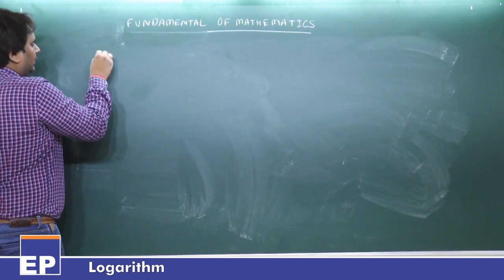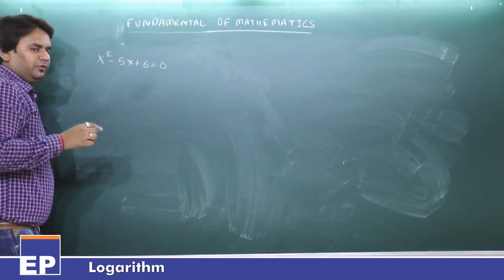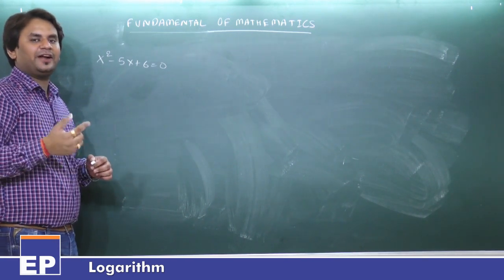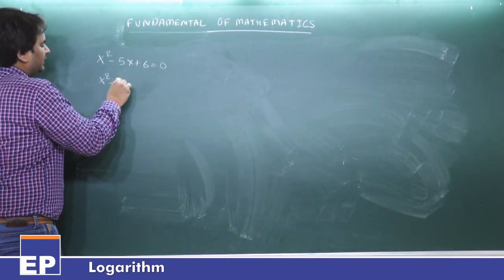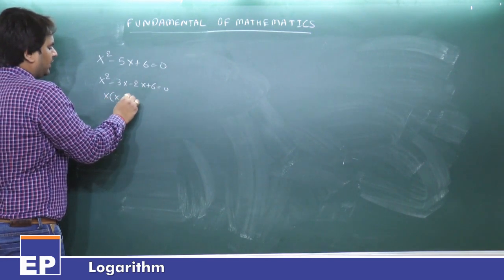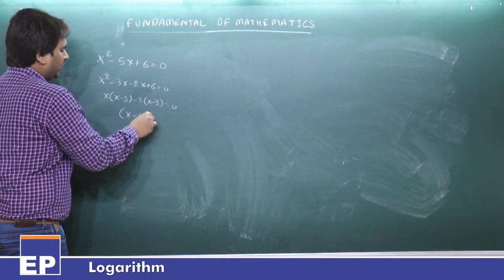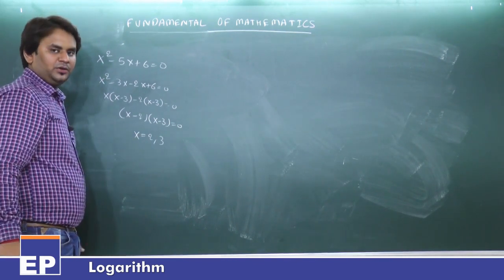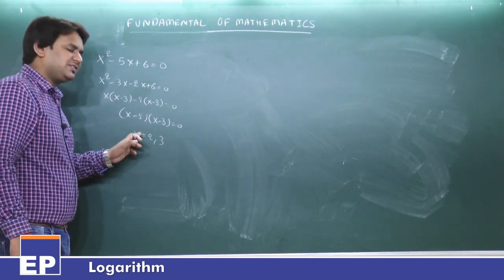If I take x square minus 5x plus 6 is equal to 0, for you students, this is what? This is an equation that you can solve. This is a quadratic equation, and you can find the roots of this. How will you find the roots? You can say, sir, this is x square minus 3x minus 2x plus 6 is equal to 0. Now it will become x into x minus 3 minus 2 into x minus 3, that will be equal to 0, means x minus 2 into x minus 3 is equal to 0. The value of x is equal to what? 2 and 3. This is a quadratic equation, and you have told me the answer. Sir, it is x is equal to 2 and 3.